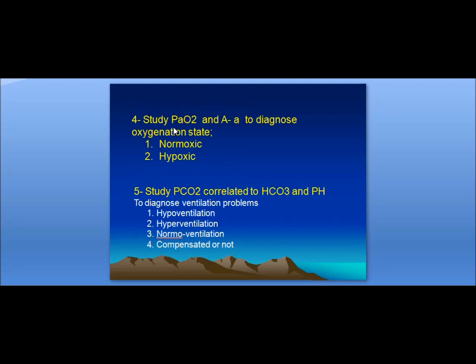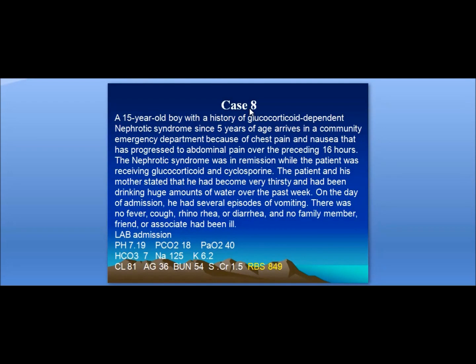Number 4, the oxygenation state of the lung will be studied through studying FiO2 and PaO2, and you will come to the formula alveolar arterial gradient to diagnose the oxygenation state. Is it normal or hypoxic? Number 5, studying the ventilation state through studying the pressure of carbon dioxide correlated with bicarbonate and pH. See whether the patient is hypoventilated, hyperventilated, normoventilated, compensated, or not.